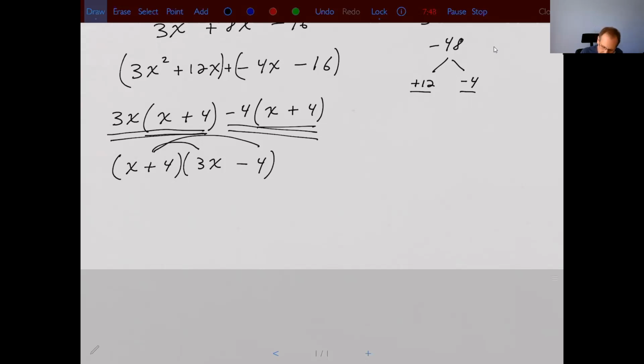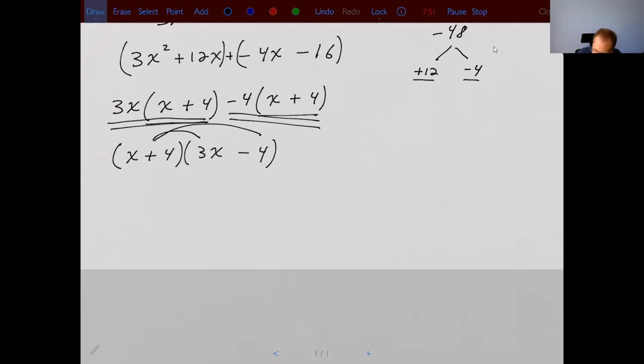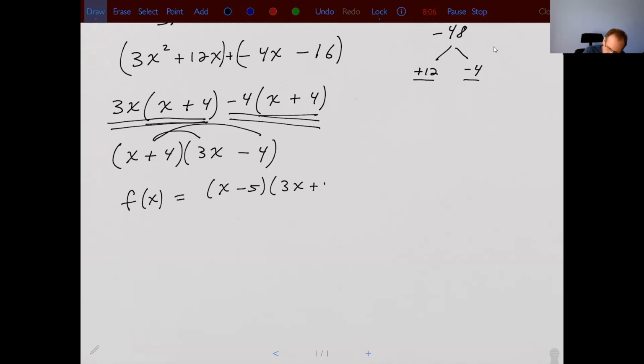So this function, when it's fully factored, is going to be f of x equals, the numerator was x minus 5 times 3x plus 1, over, and the denominator was x plus 4 times 3x minus 4. Okay, well, first of all, I don't have anything I can cancel. I can't cancel any of those factors. So there are no holes. I don't have to worry about any holes.